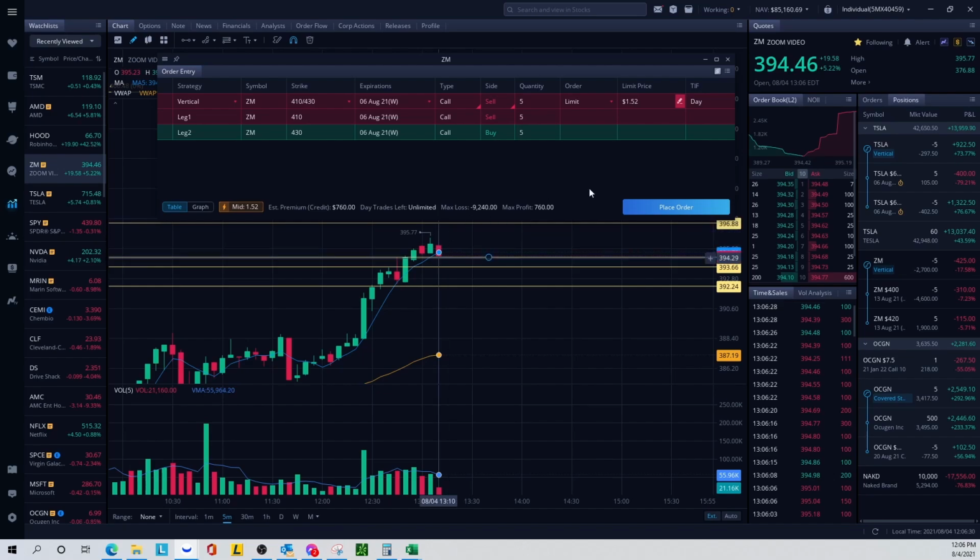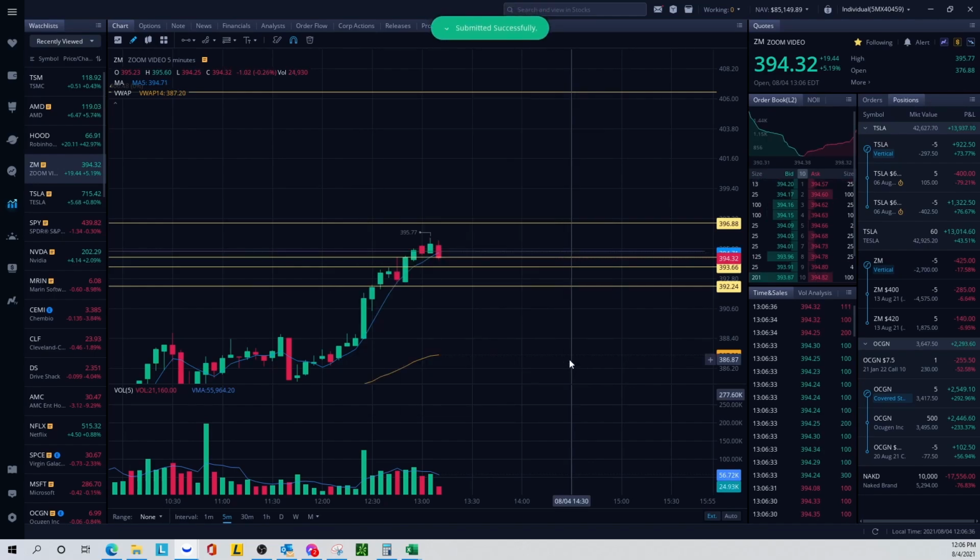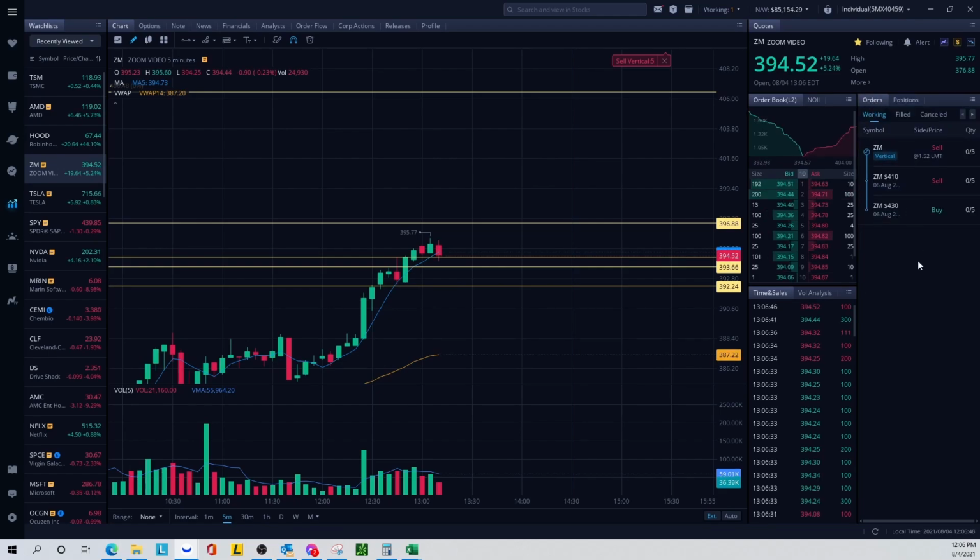So now you see the reversal. Let's see if this takes. It may not take, because it moved pretty fast before I could sell it. So now you don't see that show up over here. You'll see the order just sort of sitting and waiting. So I'm asking for $1.52 per contract, or $152 per contract. Selling 5 of those.